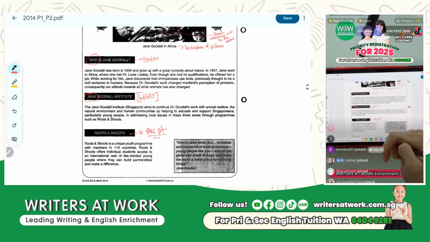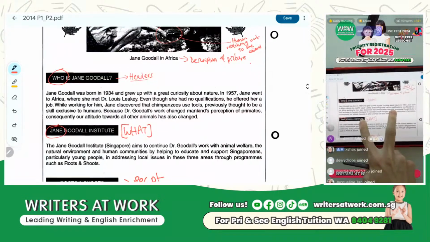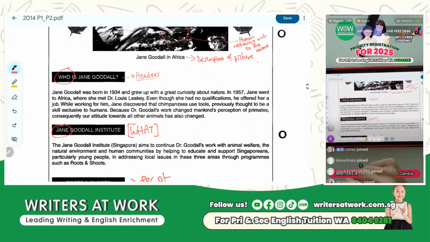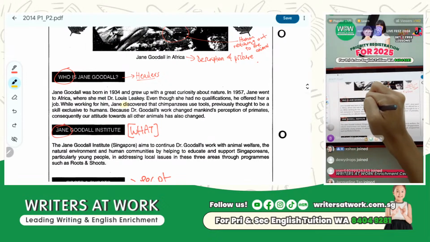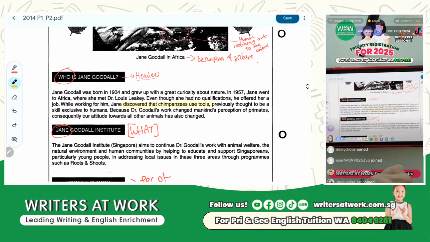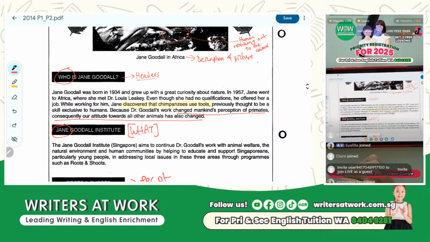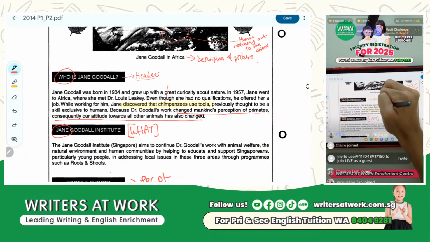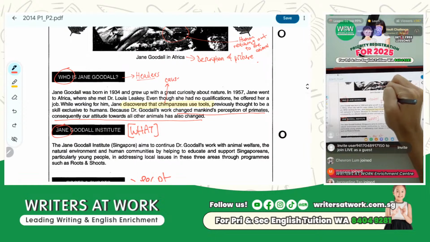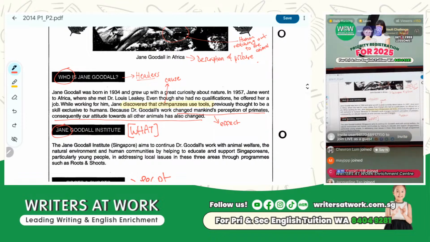Now, if we look further at the first part here, the header, Jane Goodall, we observe here that she discovered that chimpanzees use tools. And why is this so important? You can see the work changed mankind's perception of primates, consequently our attitude towards all other animals. So this is a cause. Jane Goodall found that the animals use tools, and the effect is here. Okay, our impression changed.